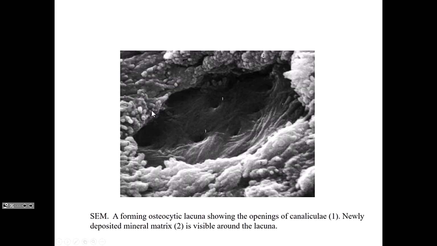Okay, so now we can see a scanning electron micrograph of these. This was the hole left when an osteocyte was pulled out of this bit of bone. So you can see these little holes here. These would be the canaliculi, right? The canaliculi that held the filopodia of the osteocyte. Questions?